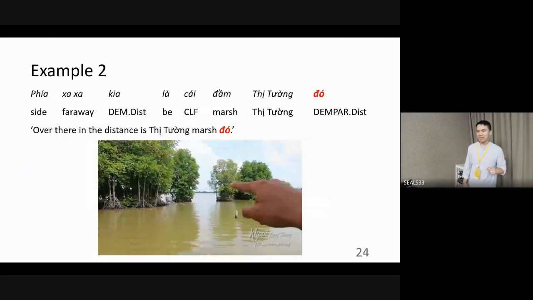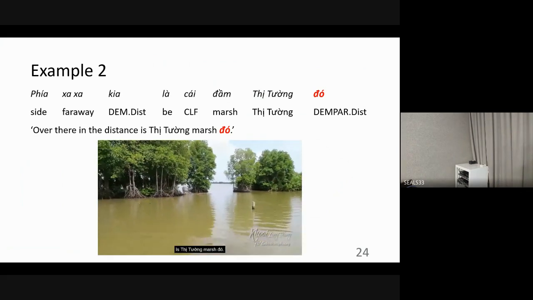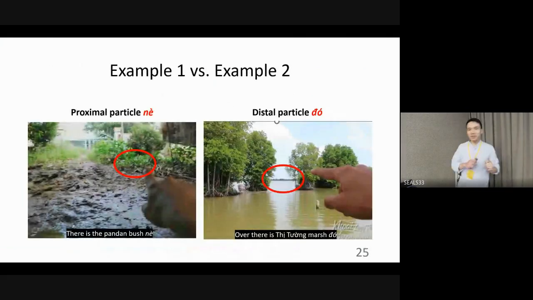And in this example, it is still the same speaker, but in a different context. He then told us something that he found in the distance again. So when we put those together, we see that what the speaker tries to do in those two examples is identical, exactly the same. It refers to something far away in the distance. But as you can see, the main difference is this. One has a proximal particle, but the other one has a distal one.